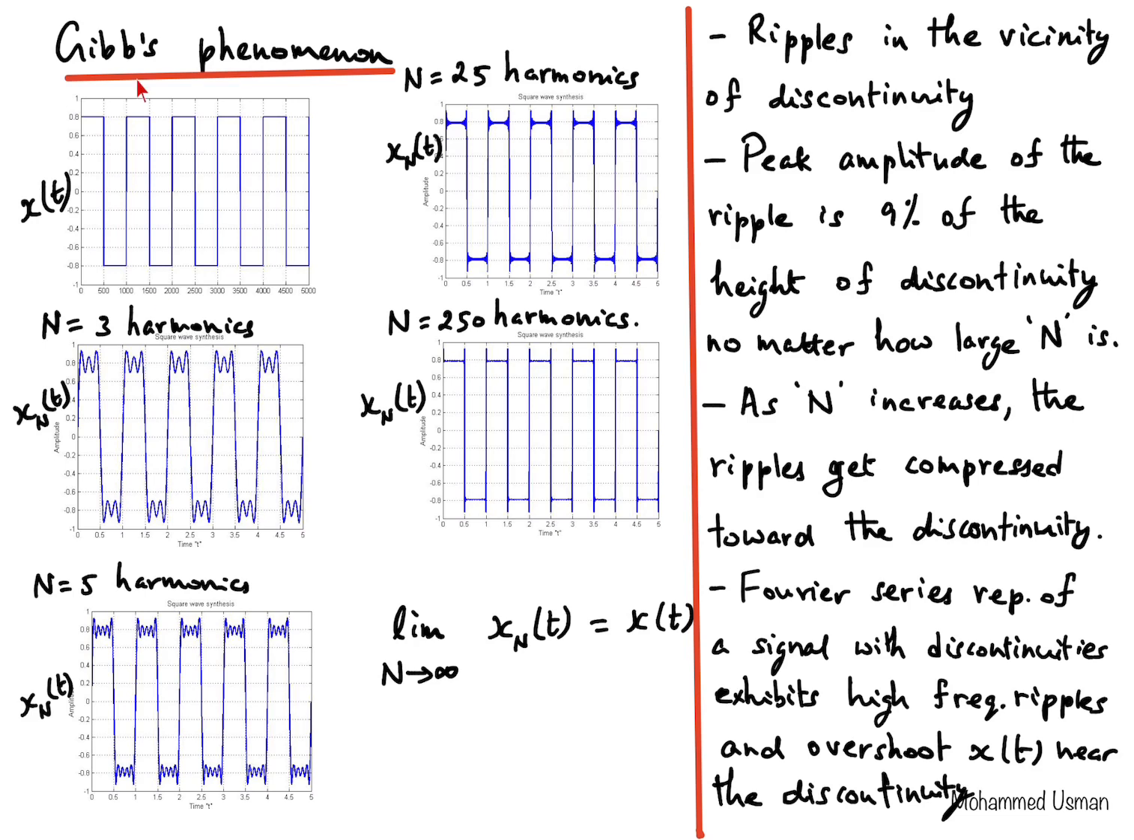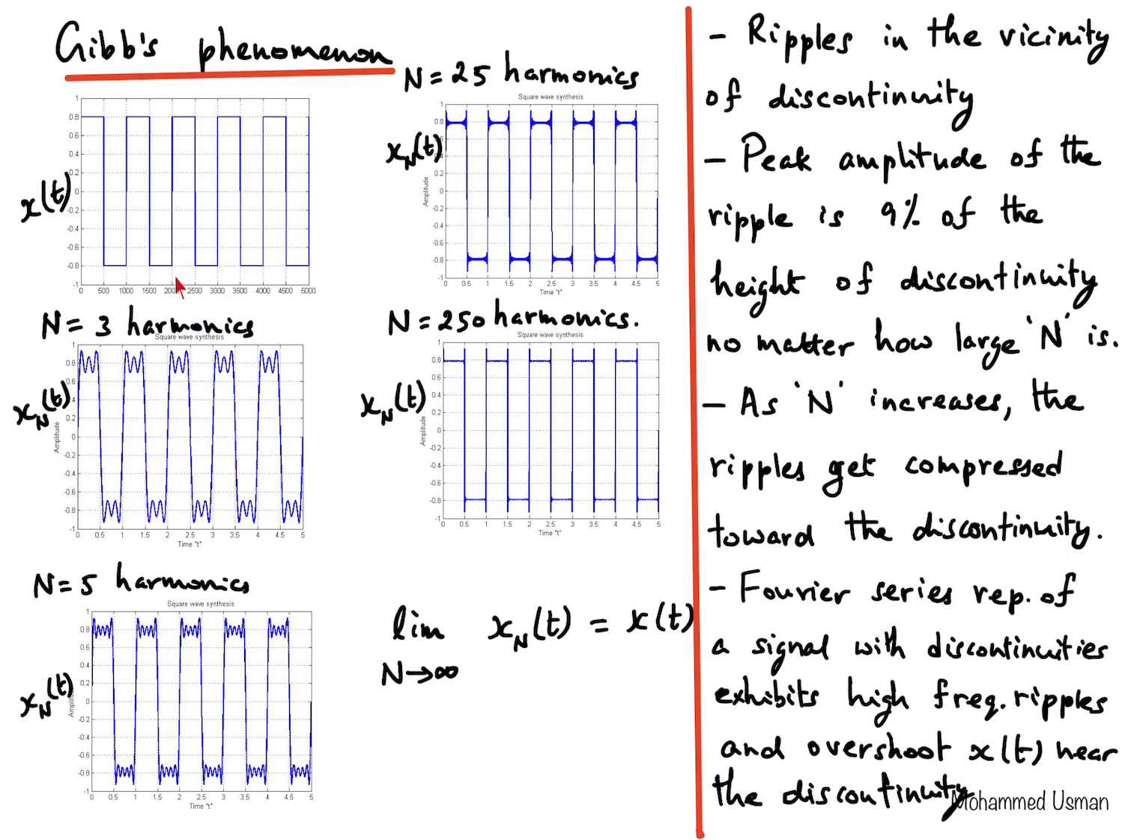So we see here that's our original signal x of t, and this is the synthesized signal, synthesized by adding just 3 harmonics of the Fourier series. Now we see that there are ripples in the synthesized waveform, in the vicinity of the discontinuity. The discontinuity is the point of time corresponding to this vertical segment of the waveform. In the neighborhood of the discontinuity, there are ripples.